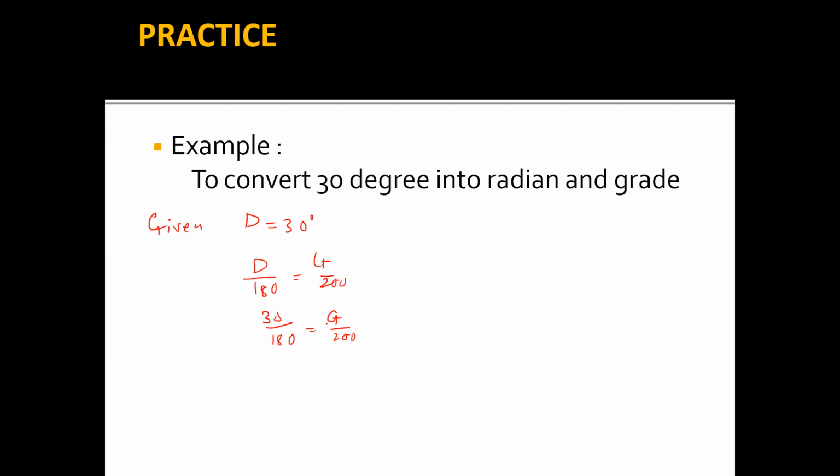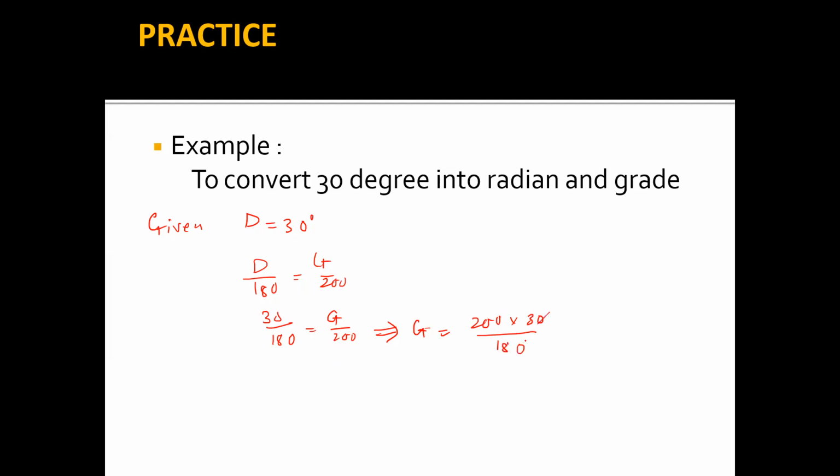So we can keep G on one side of the equation and gather all the values on the other side. Whenever integers or variables change their place from here to there, they change sign also. So 200 is in the state of division, and when it changes side, it changes into multiplication. So G will be equal to 200 multiplied by 30 over 180.